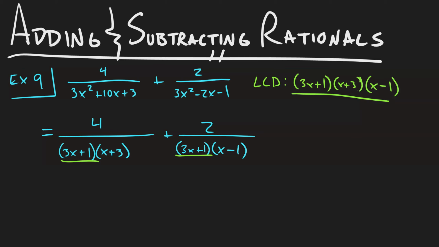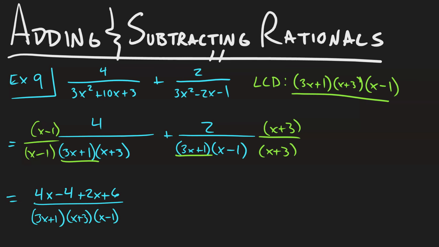So that means I'm going to need to multiply my first fraction by the missing factor, which is going to be x minus 1 over x minus 1. And our second fraction is going to be multiplied by x plus 3 over x plus 3, multiplying by the missing factor for both so we can get our LCD. So let's go ahead and multiply out. So I went ahead and multiplied and added since we have common denominators. So all we have to do now is simplify our numerator.